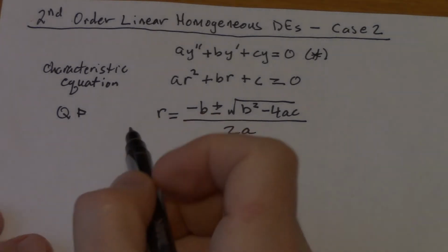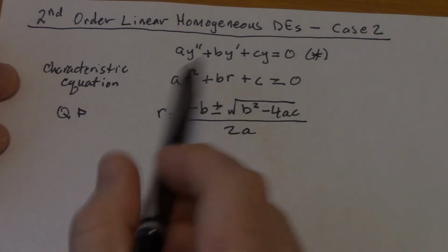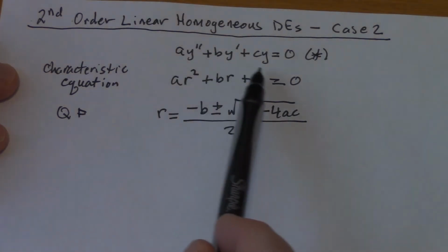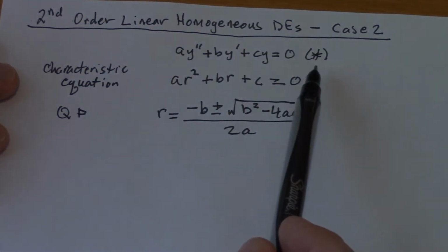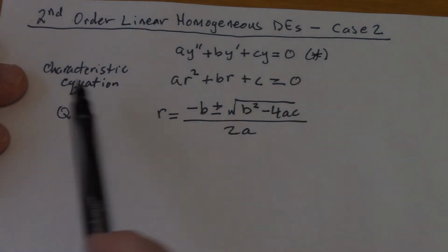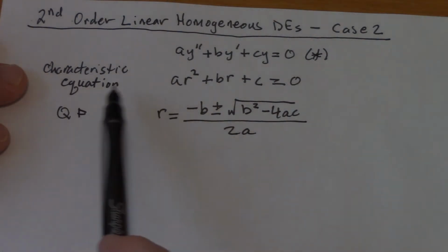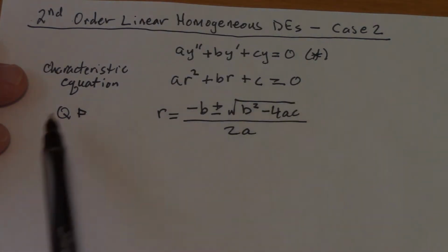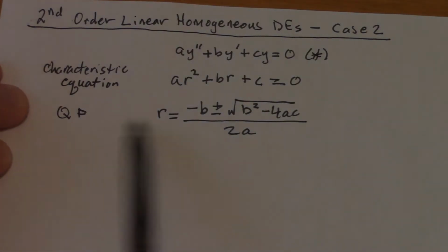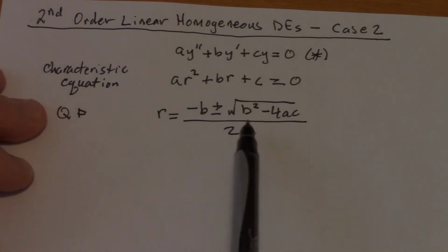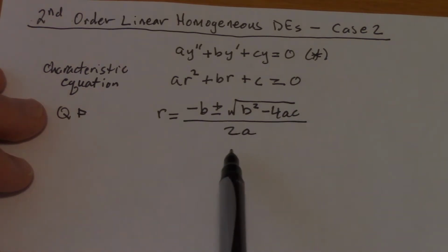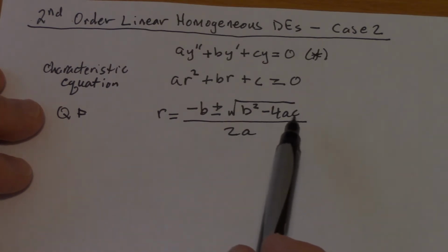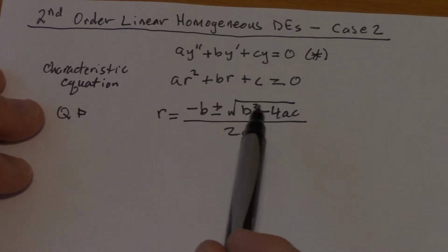Alright, so in this video we're going to see case 2. Once again we have our generic homogeneous differential equation ay double prime plus by prime plus cy equals 0, which I'm going to refer to as star in the future. The characteristic equation is ar squared plus br plus c equals 0. And applying the quadratic formula to that, we get that r equals negative b plus or minus the square root of b squared minus 4ac over 2a.